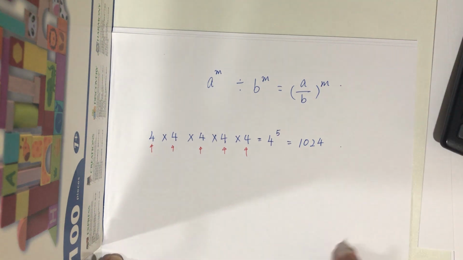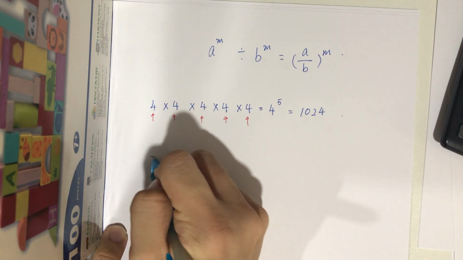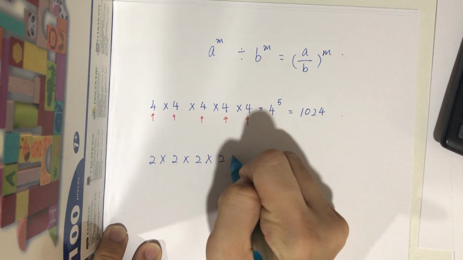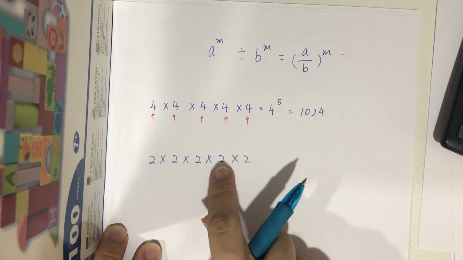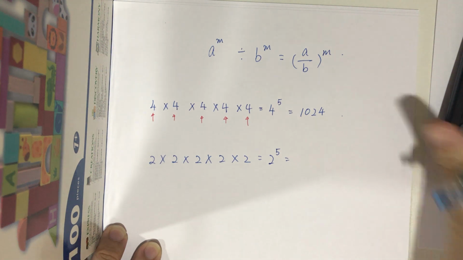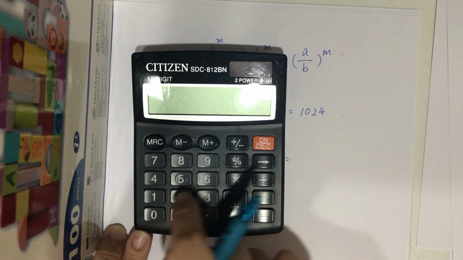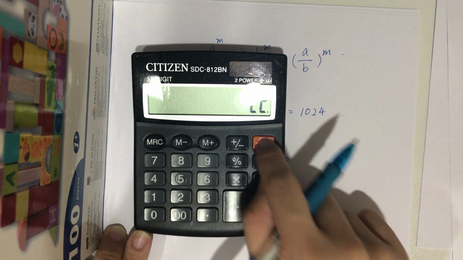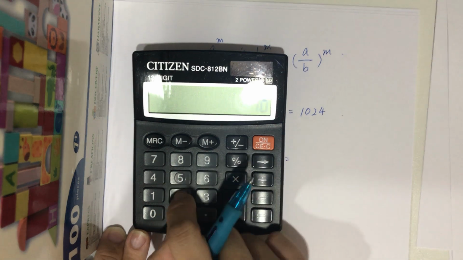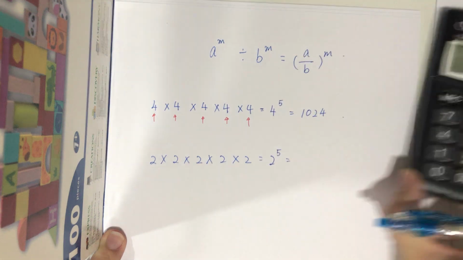Now what about B? If my B is 2, 2 times 2 times 2 times 2 times 2, 1, 2, 3, 4, 5, equals 2 to the power of 5. If I'm not wrong, it's 32. Let's try it out. 1, 2, 3, 4, 5. Okay, so the answer is 32.